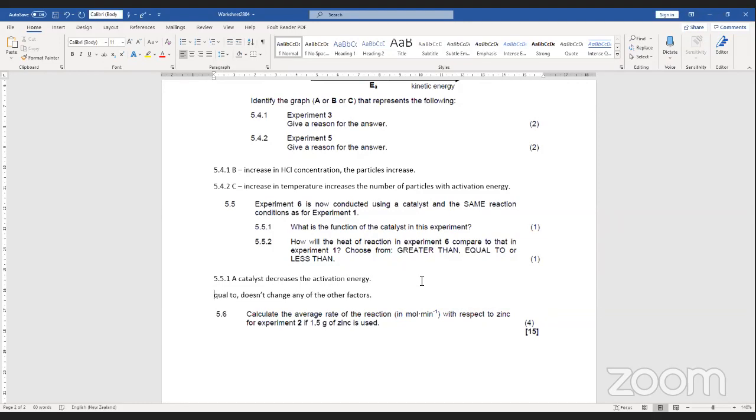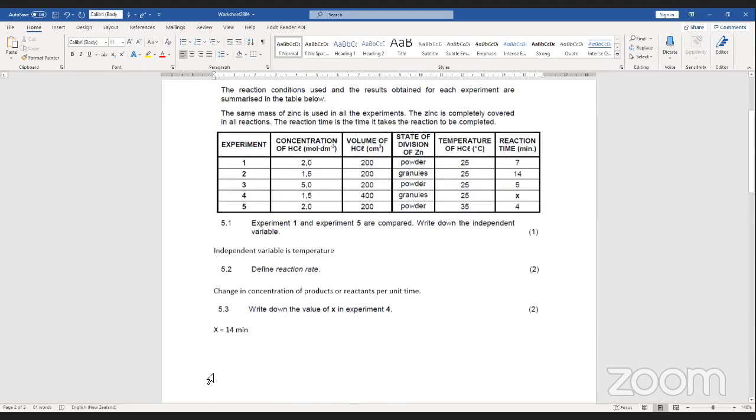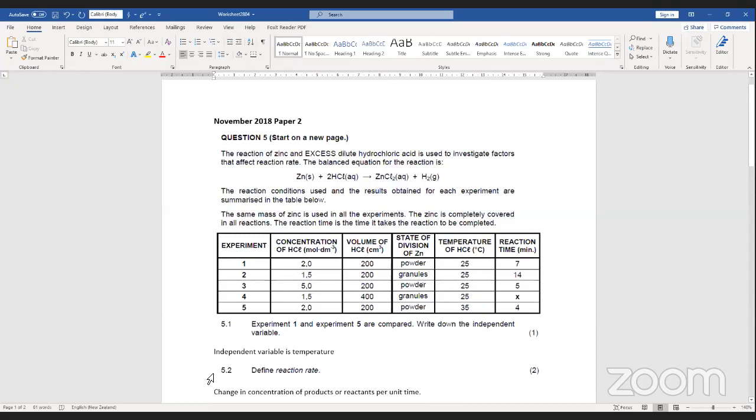So my homework question to you guys, why is nothing changing? There we go. It would be this one, 5.6. And it asks you to calculate the average rate of reaction with respect to zinc for experiment 2 if you had 1.5 grams of zinc. Okay, so you're looking at experiment 2. So you've got a concentration of 1.5 and you've got 200 cubic centimeters.